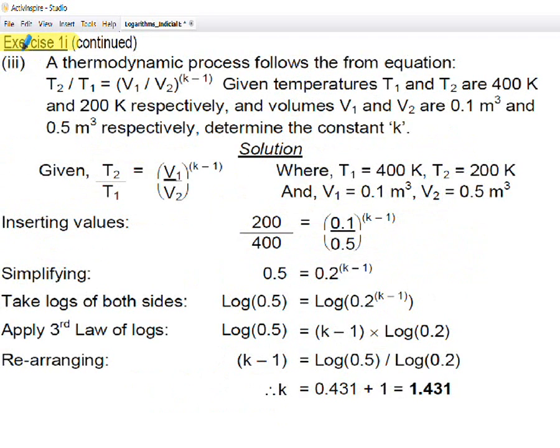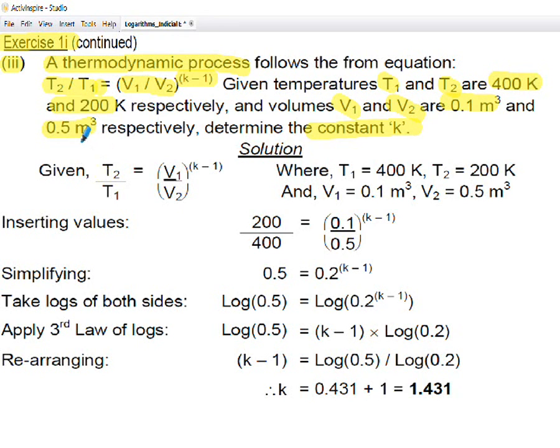Exercise 1I, part 3 here, we're given a descriptive question. A thermodynamic process follows the law T2 divided by T1 is equal to V1 divided by V2 to the power of K minus 1. We're given the temperatures T1 and T2 are 400 K and 200 K respectively, and also the volumes V1 and V2 are 0.1 meters cubed and 0.5 meters cubed respectively. We've got to find constant K.